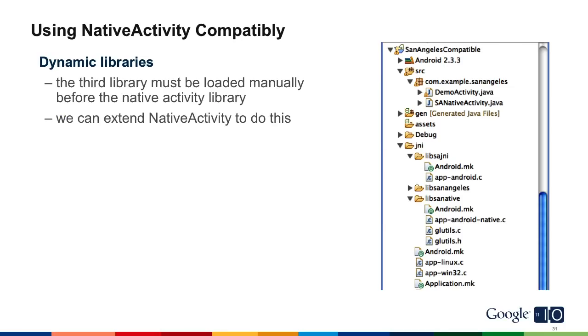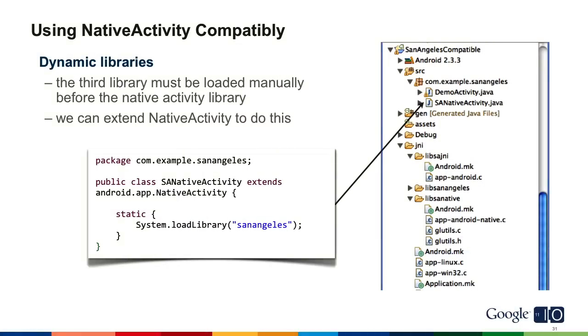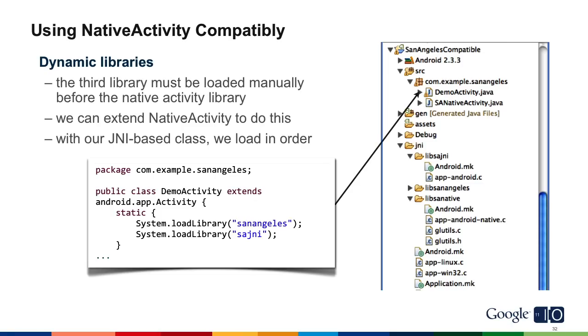So we do have one problem. And that is Android does not support dynamically loaded libraries that are automatically linked. We don't do dependency checking. So we have to have a way of loading that other library before native activity kicks off. The good news is that we actually provide a method for doing that. We can extend native activity. So all we're doing in native activity is creating a static member that loads our primary dynamic library. Now, in our standard JNI-based version, we simply load them in order.